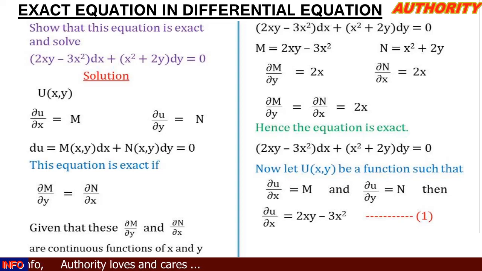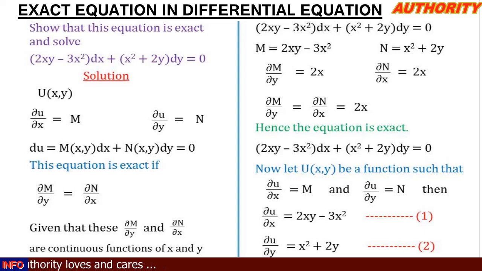All right, good. Now let's go again. We have the partial derivative of u with respect to y is equal to n, right? And n is the part that is having dy. So what part is having the y? We have x squared plus 2y. Now let's call this equation 2.